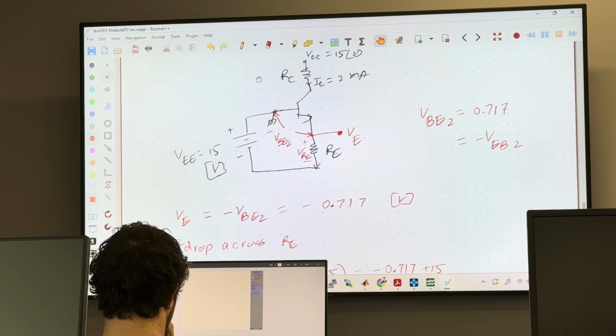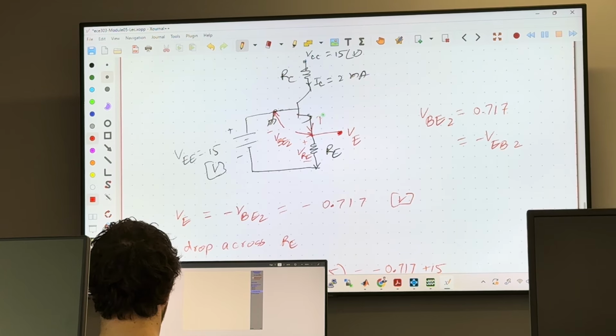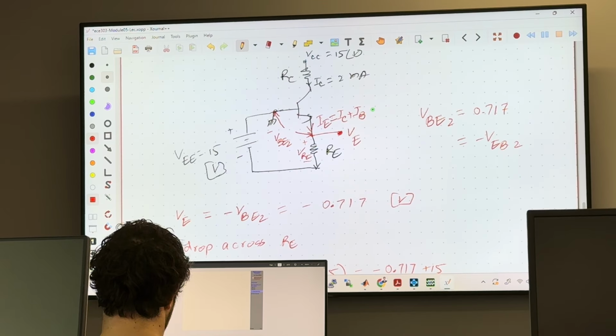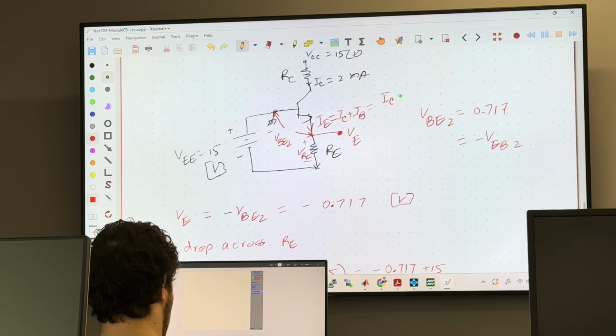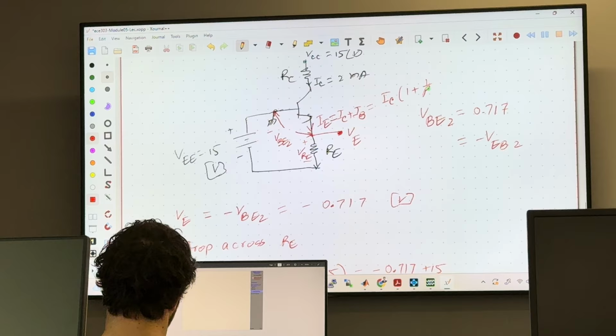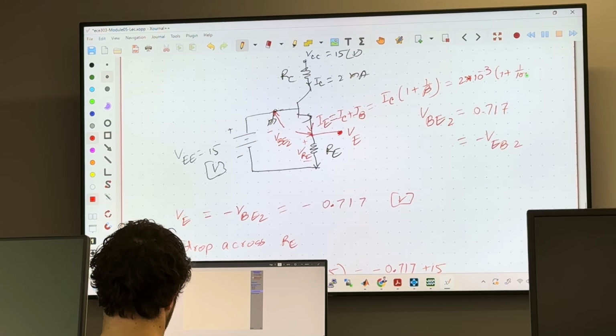If we know what is the current, so current is I sub E. Do you guys remember that I sub E is simply IC plus IB, which is basically IC times 1 plus 1 over beta. IB is IC over beta. So we know what is IC, which is 2 times 10 to the negative 3, times 1 plus 1 over 100.